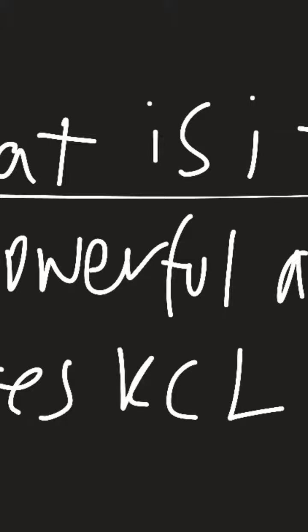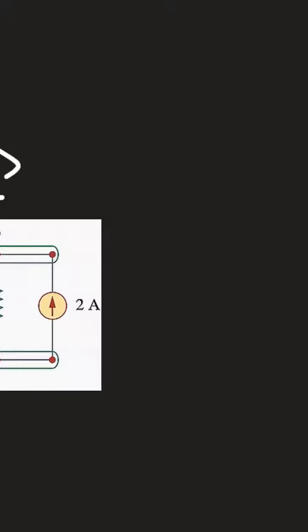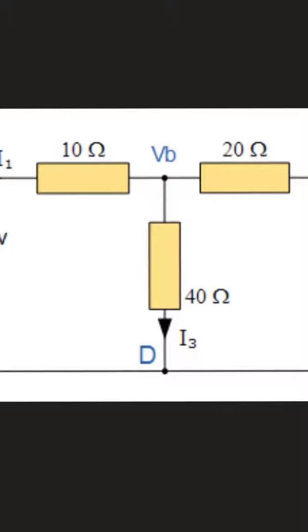It's a powerful analysis tool for finding out unknown voltages using Kirchhoff's current law. First of all, you need to know what a node is. A node is where two or more branches are connected in the electrical circuit. So as you can see here, B is a node because two or more branches are connected, and C is also a node.